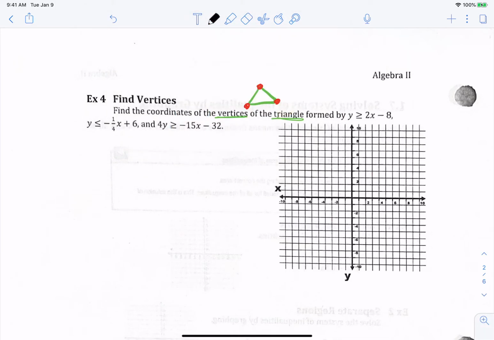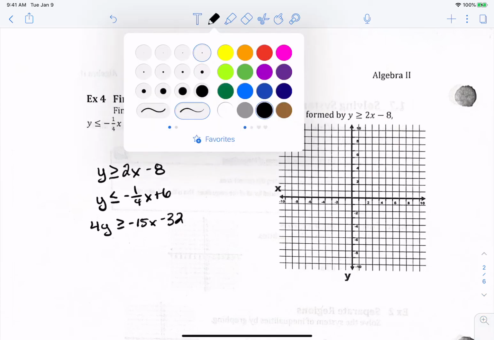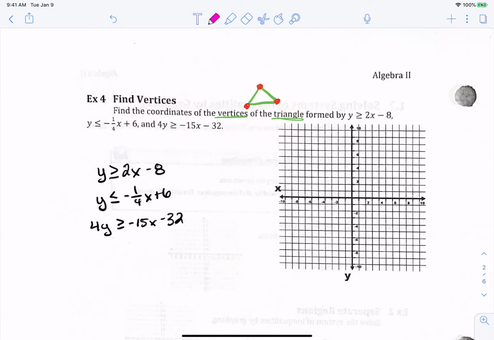We have 3 equations given for the 3 lines. So we're starting with y is greater than or equal to 2x minus 8. The second one, y is less than or equal to negative 1/4 x plus 6. And 4y is greater than or equal to negative 15x minus 32. All right, are all of those ready to be graphed? No. Which one's not? The last one. This one is not ready to be graphed, so let's fix it.